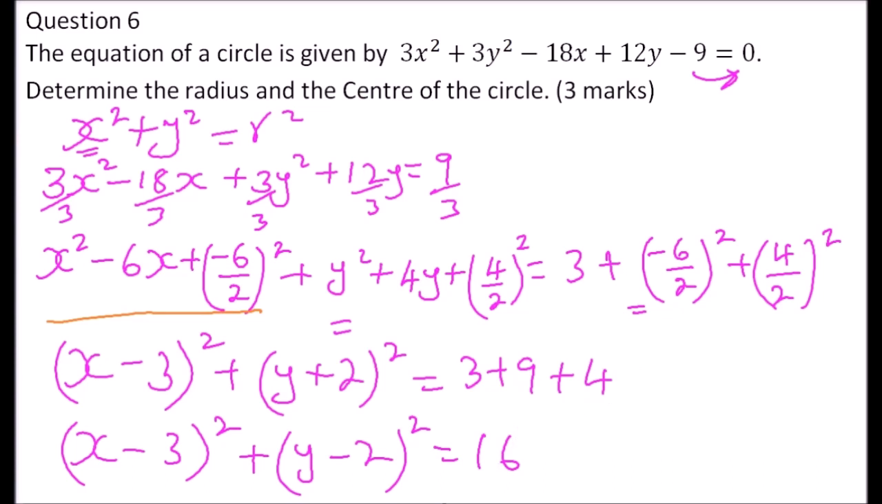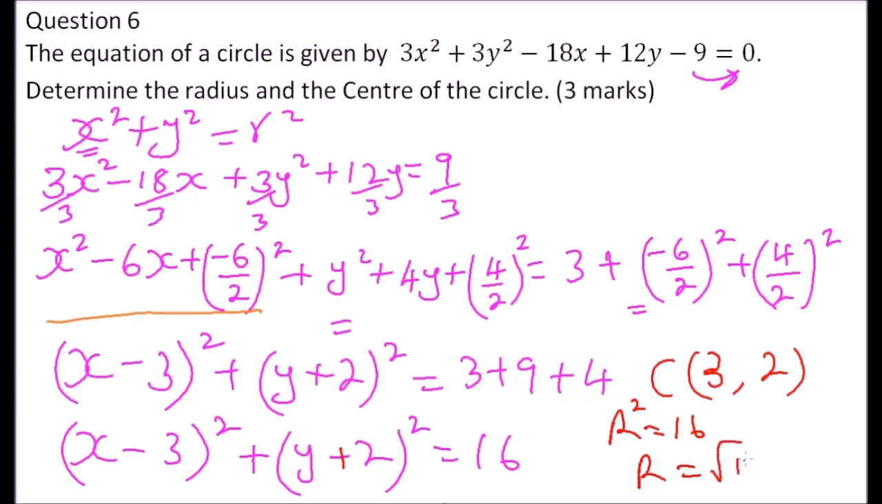So this implies that the coordinates of the center are 3 and 2. Then the radius r: r squared is equal to 16, implying r is equal to the square root of 16, which is equal to 4. So the radius of the circle is 4 and the center of the circle is (3, 2). So that's how you work it out to get the radius of the circle and the center of the circle.